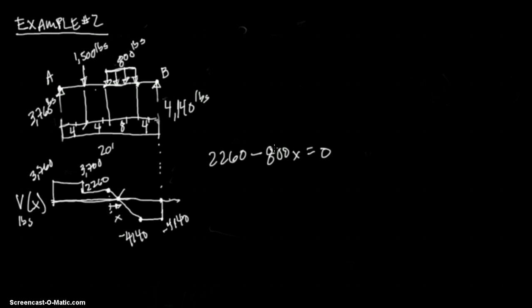And bring 800x to this side, so it's 2260 divided by 800. x is going to equal 2.825 feet from this point right here. So it's actually, what, 4 plus 4 is 8, plus 2 is 10, 10.825 feet from point A. All right, so that's our intercept point, and that'll help us here in a second.